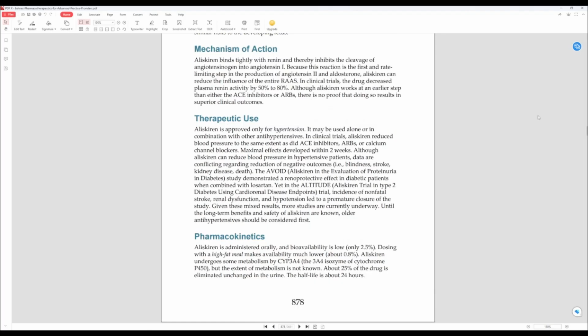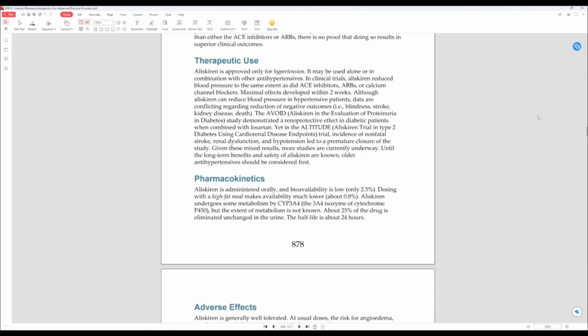So how does it work? Aliskiren binds tightly with renin and thereby inhibits the cleavage of angiotensinogen, which forms into angiotensin 1. Because this reaction is the first and the rate-limiting step in the production of angiotensin 2 and aldosterone, aliskiren can reduce the influence of the entire RAS system. In clinical trials, the drug decreased plasma renin activity by 50 to 80%. Although aliskiren works at an earlier step than either the ACE inhibitor or the ARB, there's no proof that doing so results in a superior clinical outcome.